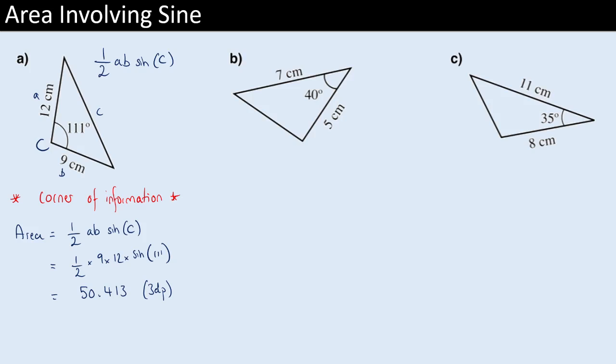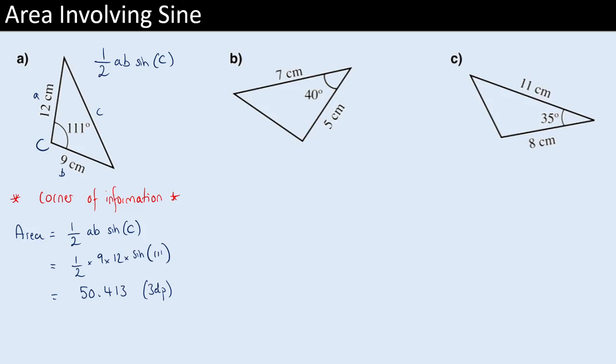Of course, they could try to change it around and say, we know what the area is. Can we work out some other stuff? I would just use the same formula, plug the information in that I know, work out what I can, and then do a little bit of rearranging to find my final answer. Just like we did with the cosine rule. So, plug it in, work out what you can, rearrange, done.